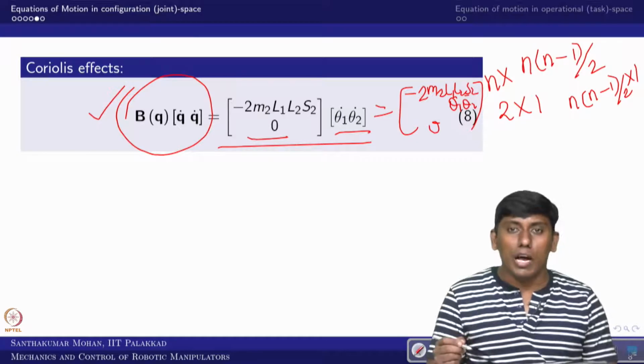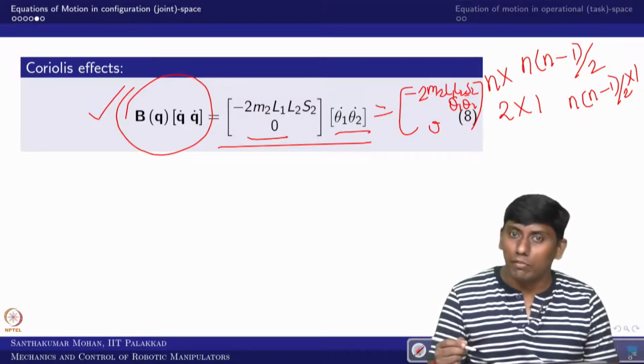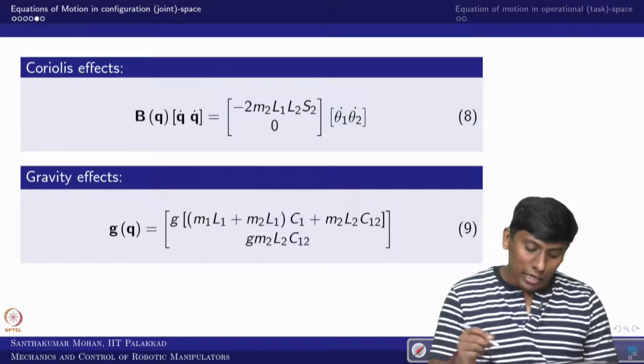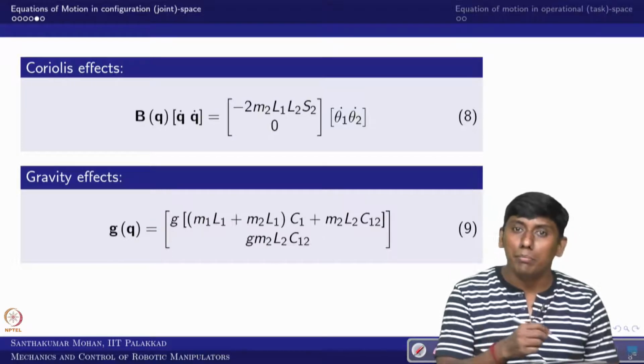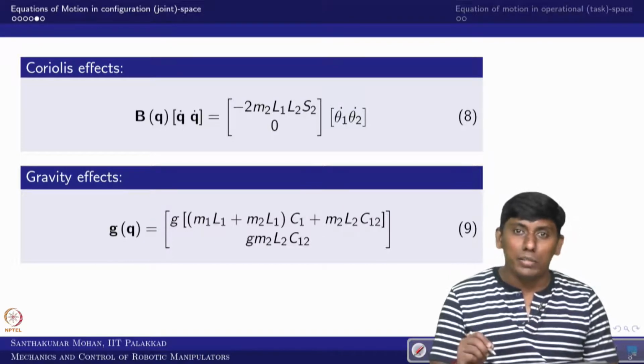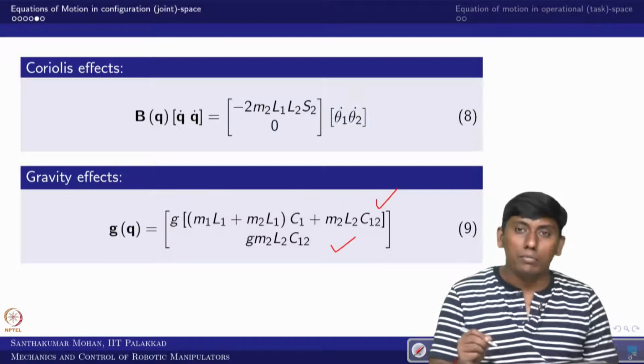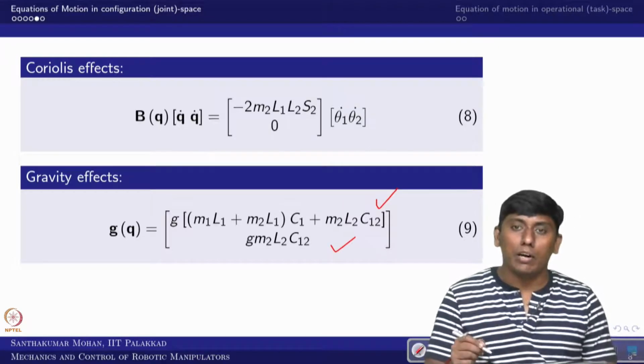So now coming to the last one, what is the last one? The gravity effect. You can bring G out, or you can keep it as G, but these are the two terms which we obtain in tau 1 and tau 2.